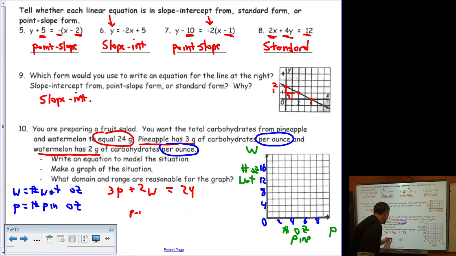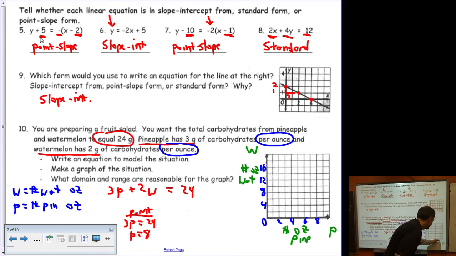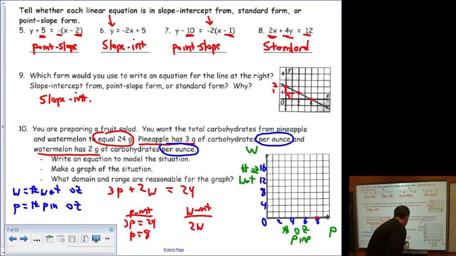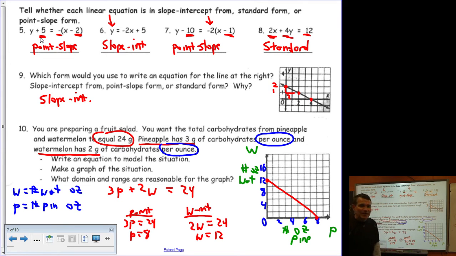All right, I personally would graph this by using the x and y intercepts. The p-intercept would be where 3p equals 24, or p equals 8. So the p-intercept is 8. The w-intercept would be where 2w equals 24, or w equals 12. And then I would just draw a straight line connecting those two, and I have my graph.